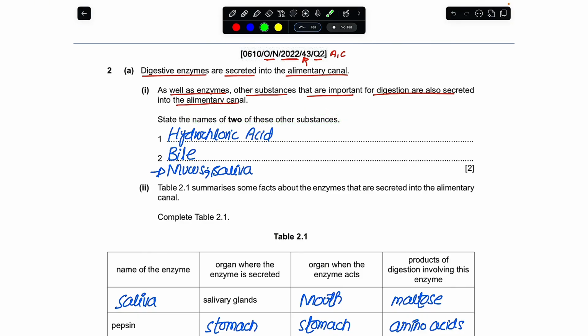So we know in the stomach there is secretion of hydrochloric acid. This is not an enzyme. From the liver there is bile, which temporarily gets stored within the gallbladder. So this again is another secretion. Likewise, we can talk about mucus, and we also have an example of saliva. I have written 4, but you were required to write any 2 of them.